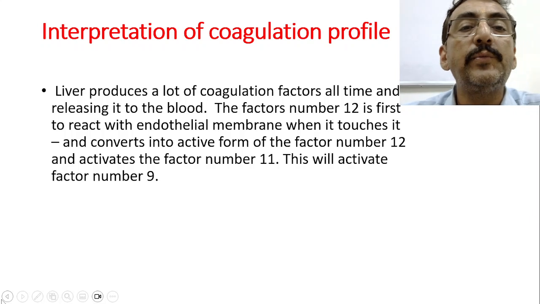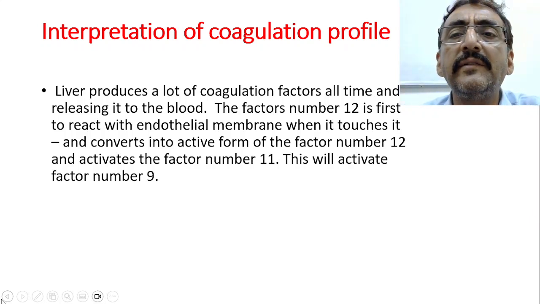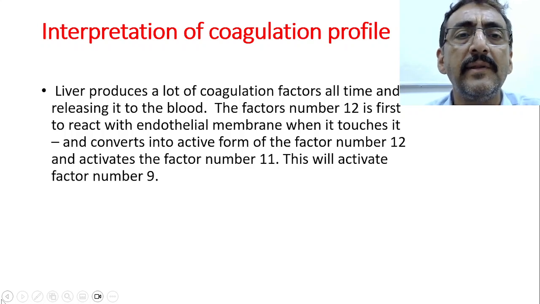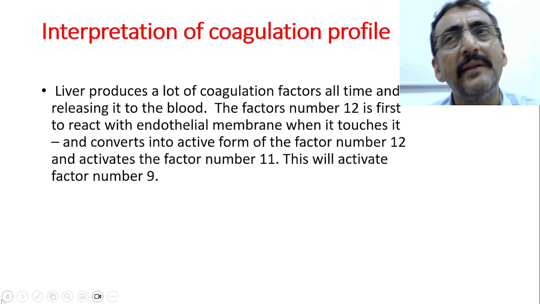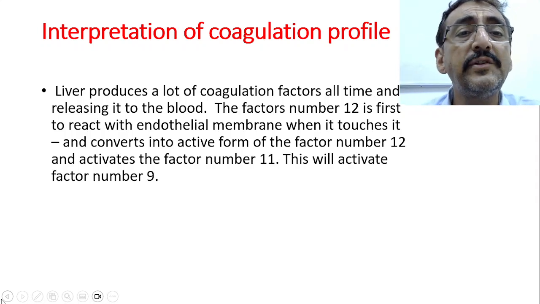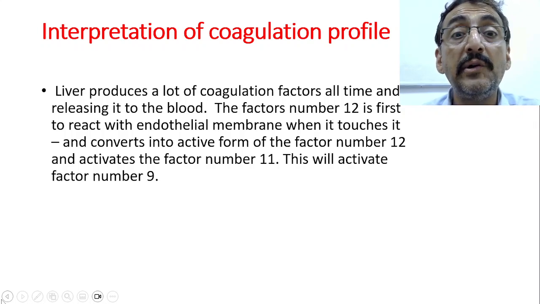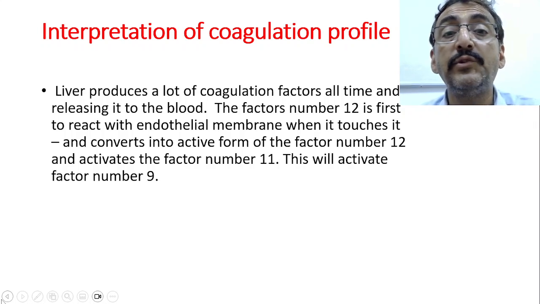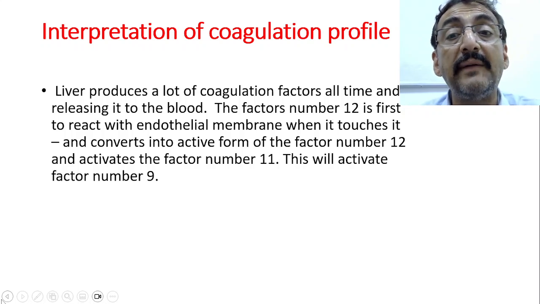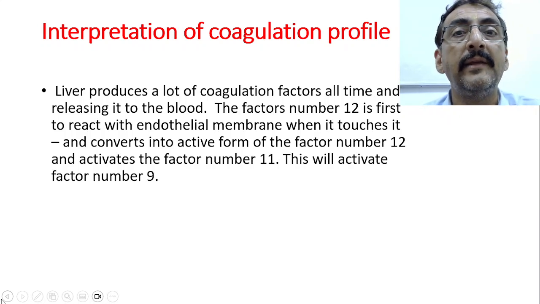Meantime, the liver also produces a lot of coagulation factors round the clock, and releases them into the blood. A lot of clotting factors are produced from the liver. Again, the details we will see in coming classes. Factor number 12 is the first to react with the endothelial membrane when it touches, and converts into an active form of factor number 12. And this factor number 12 now activates factor number 11, and factor number 11 now activates factor number 9. So this is how the cascade of changes takes place.